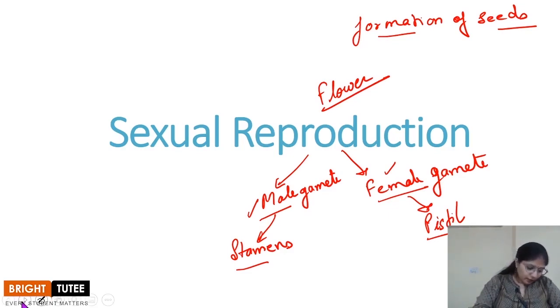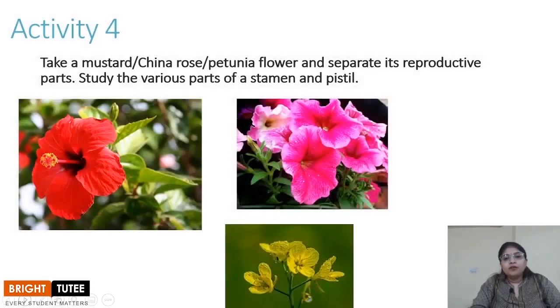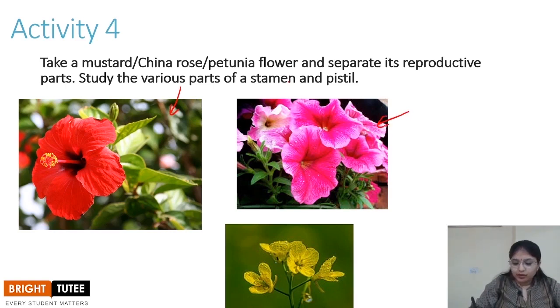Now, before we go any further, we are going to perform an activity to observe both of these parts in various flowers. We are going to take 3 to 4 flowers: China rose, petunia flowers, and mustard flowers. Either you can take any 3, or you can take all 3 if you are able to attain them. And in this, we are going to separate the stamen and pistil.